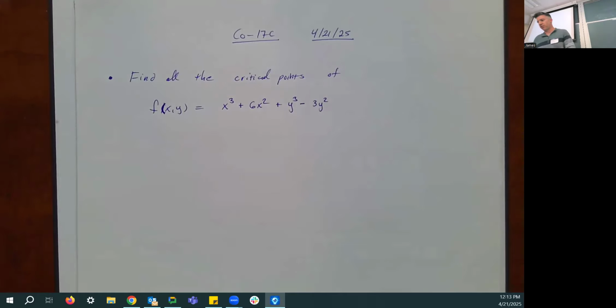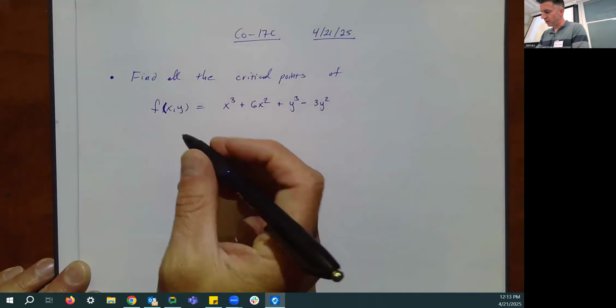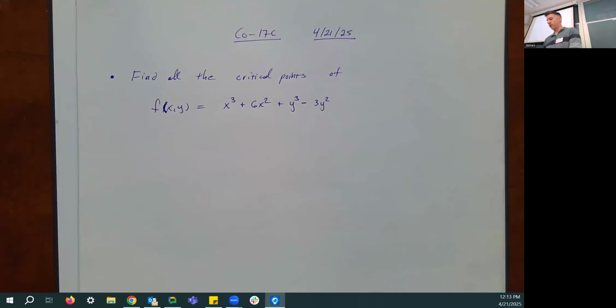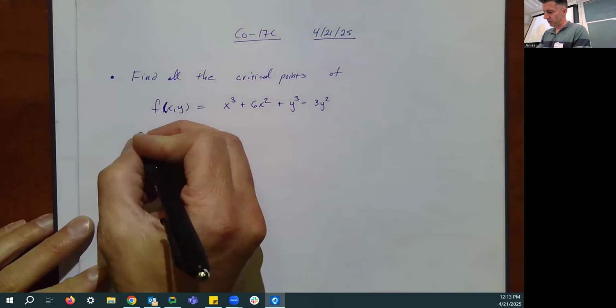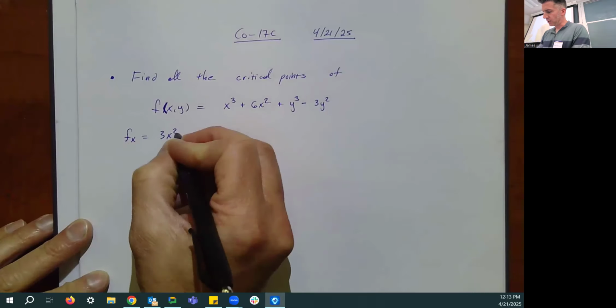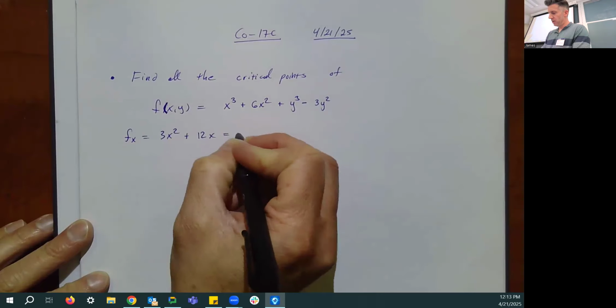So let's look at this first example. We want to find all the critical points of f of x, y equal to x cubed plus 6x squared plus y cubed minus 3y squared. So let's see. If I take my partial with respect to x, I'm going to get 3x squared plus 12x. I'm going to set that equal to 0.